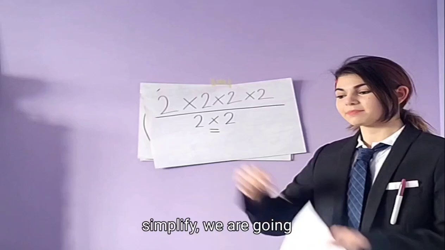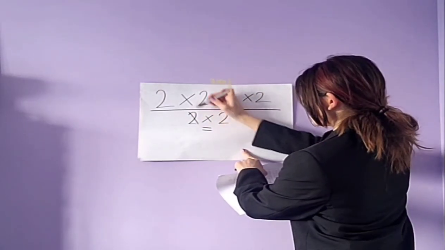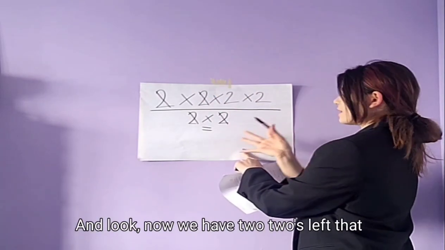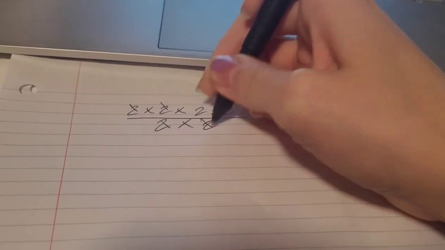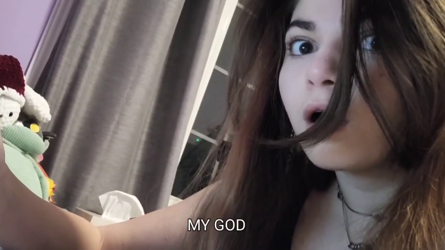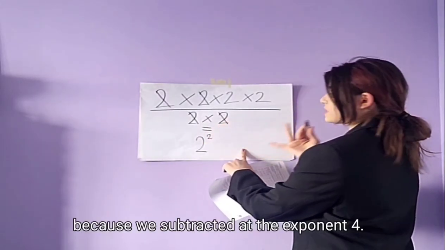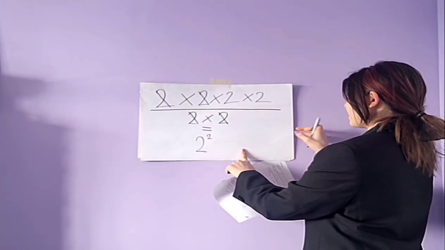So, in order to help us simplify, we are going to subtract the exponents. Here we're going to cross out our bottom 2, and now one of our top 2s, and now a bottom 2, and then another top 2. And look, now we have 2 2's left that aren't crossed out. So our ending equation would be 2 to the power of 2, because we subtracted 2 from our original exponent 4.